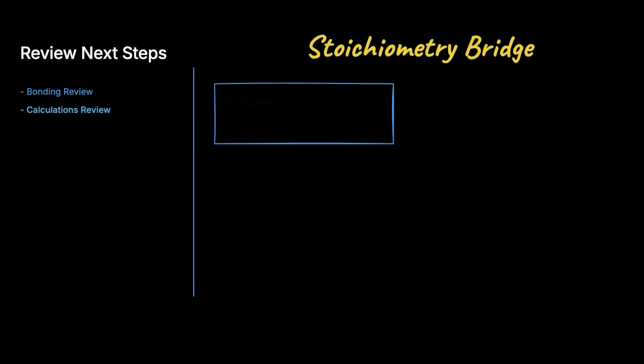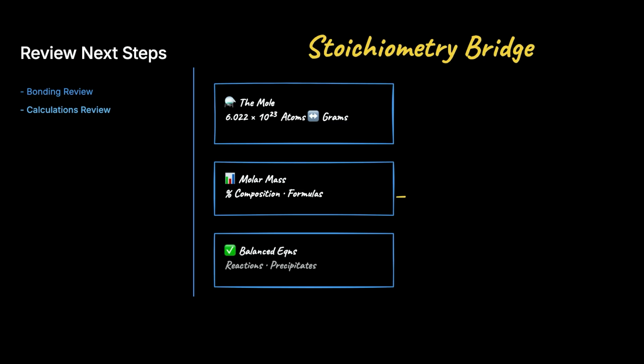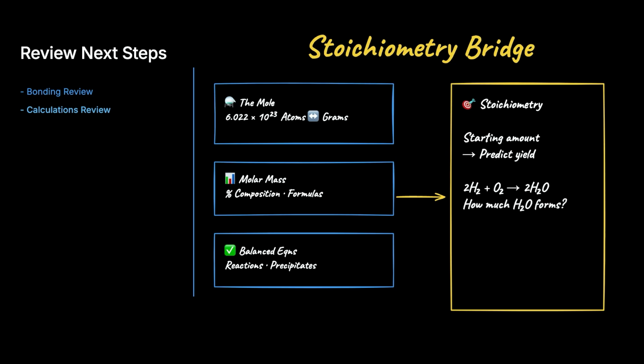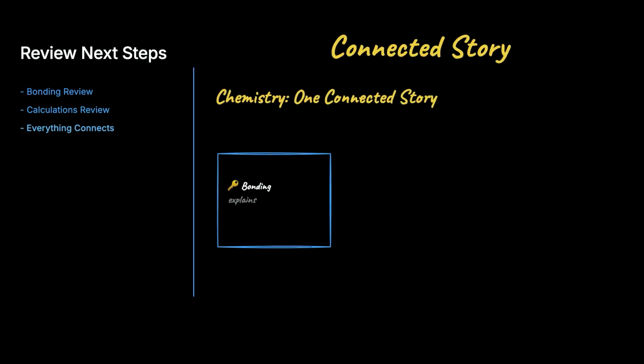From there we built the mighty mole, our bridge between atoms and grams, and used it for molar mass, percent composition, and formulas. We wrote and balanced equations, classified reactions, and predicted precipitates. Finally, stoichiometry tied everything into one powerful skill, letting us predict how much product a reaction yields from any starting amount. Notice how every topic connected to the others.